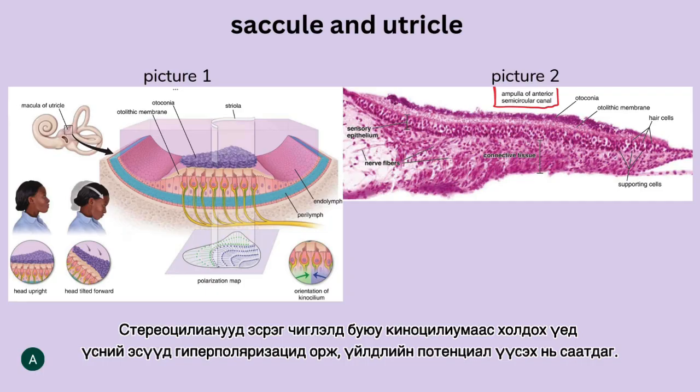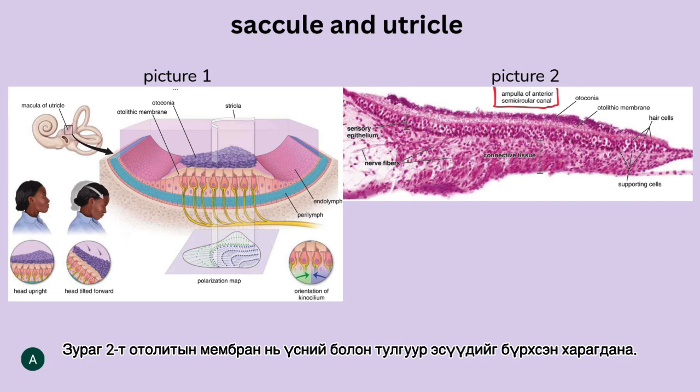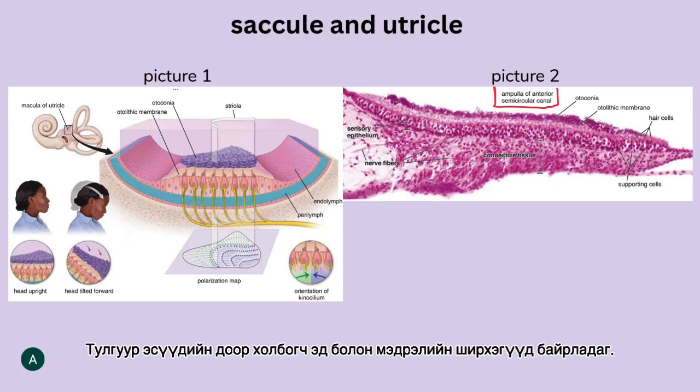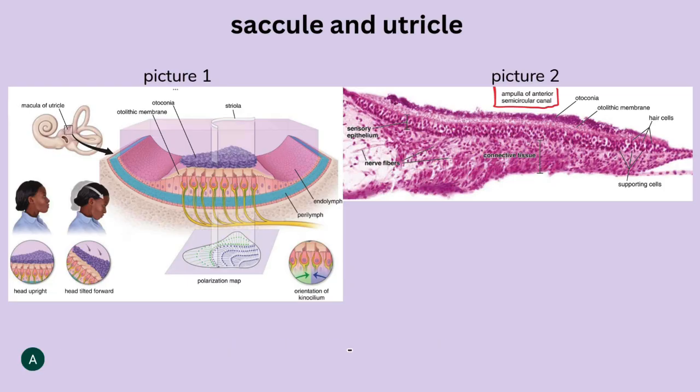In picture 2, we can see the otolithic membrane covering the hair cells and the supporting cells. Under the supporting cells, there are connective tissue and nerve fibers.